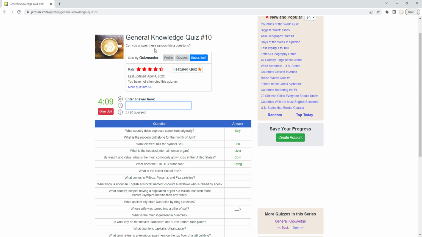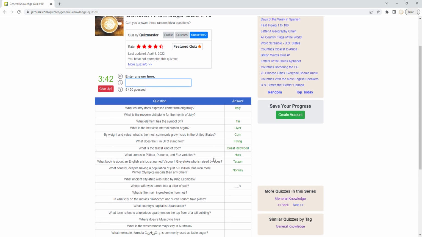What's the tallest kind of tree? Probably a redwood. Coast redwood, to be specific. What comes in pillbox, Panama, and Fez varieties? Those are hats. What book is about an English aristocrat named Viscount Greystone, who was raised by apes? Tarzan. Despite having a population of just 5.5 million, who's won more Olympic medals than any other? Norway. They really do a lot of skiing.